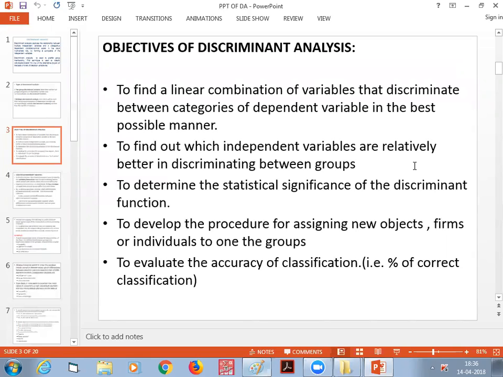Next one, to develop the procedure for assigning new objects, firms or individuals to one of the groups. And the last one, to evaluate the accuracy of classification. We can't say that our model will be able to classify with 100% accuracy. To what extent will our developed model be able to classify an individual either into the first group or into the second group? So those are the objectives for which we go for discriminant analysis.